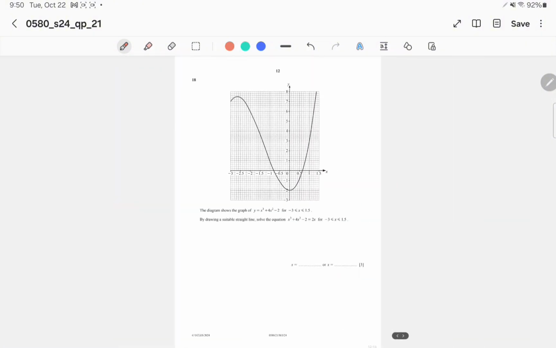Next one, 18th question. Here a graph is being given. The diagram shows y is equal to x cube plus 4x square minus 2, for minus 3 to 1.5. By drawing a suitable straight line, solve the equation x cube plus 4x square minus 2 equal to 2x. So this equation and these are the same thing. Therefore, we can write it y is equal to 2x directly. These two are same, so I am replacing y is equal to 2x directly.